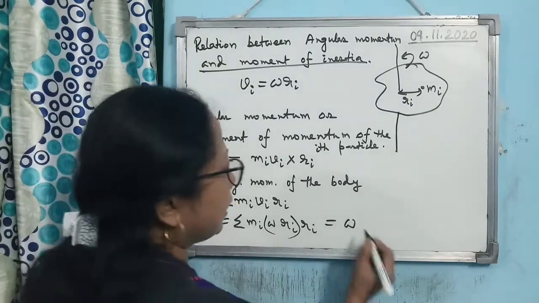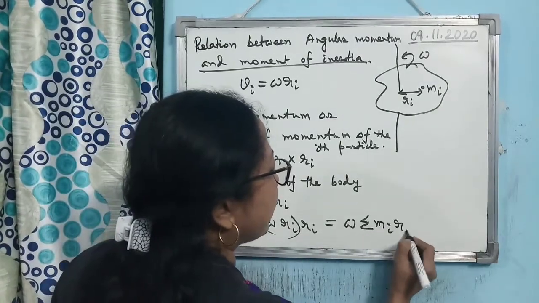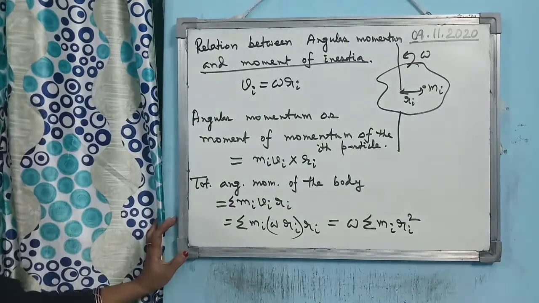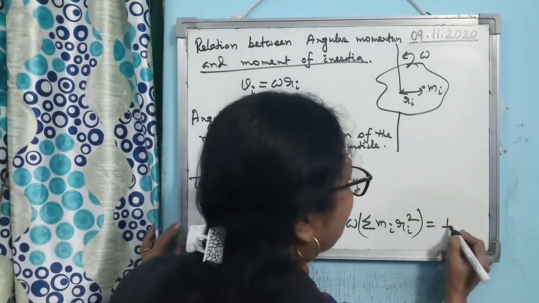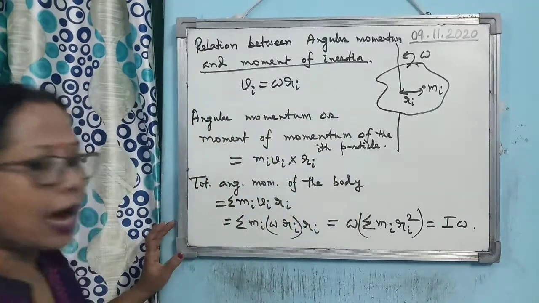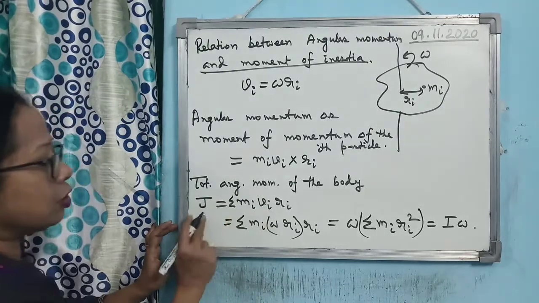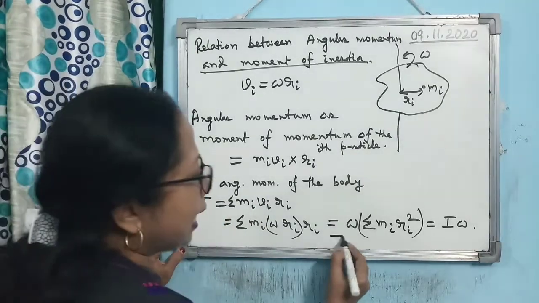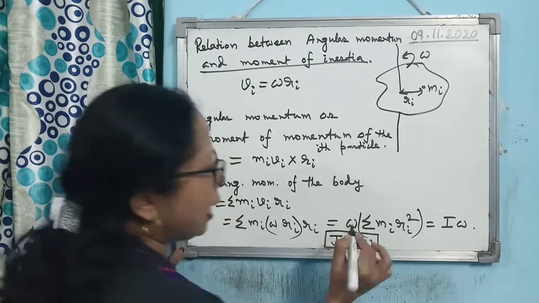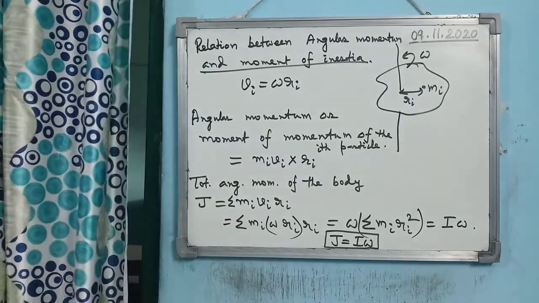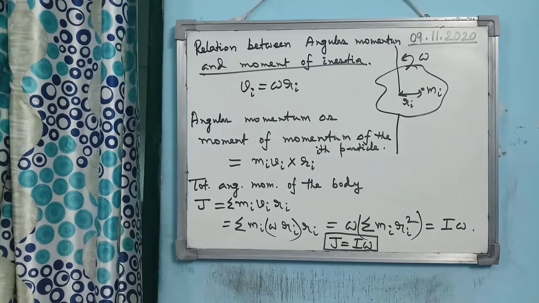So you can take omega outside the summation sign, it will be sigma MiRi square. Sigma MiRi square is nothing but the moment of inertia. So you are getting I into omega. The total angular momentum of a body is denoted by J. Remember that angular momentum is moment of inertia into the angular velocity. This is the relation between angular momentum and moment of inertia.